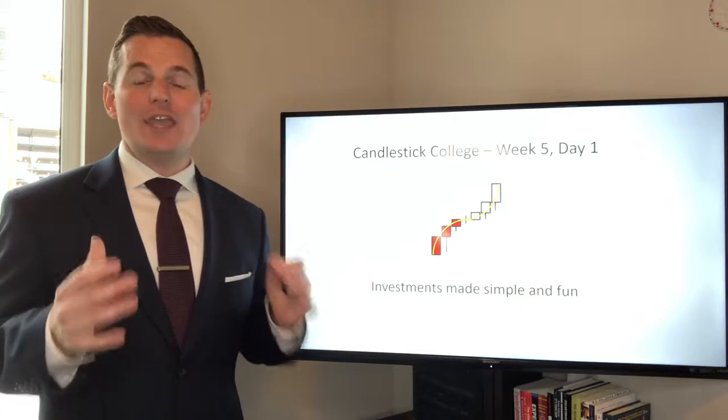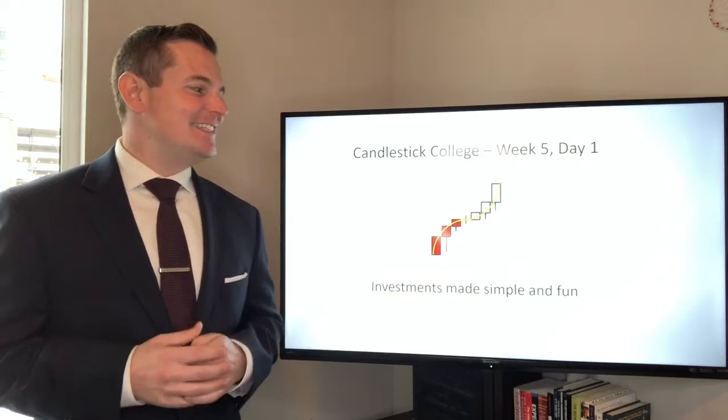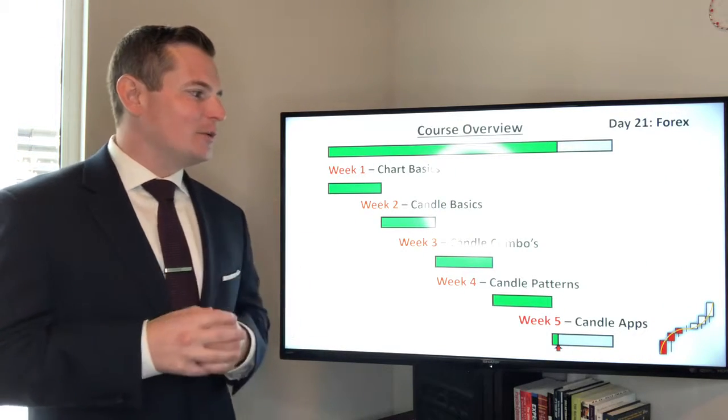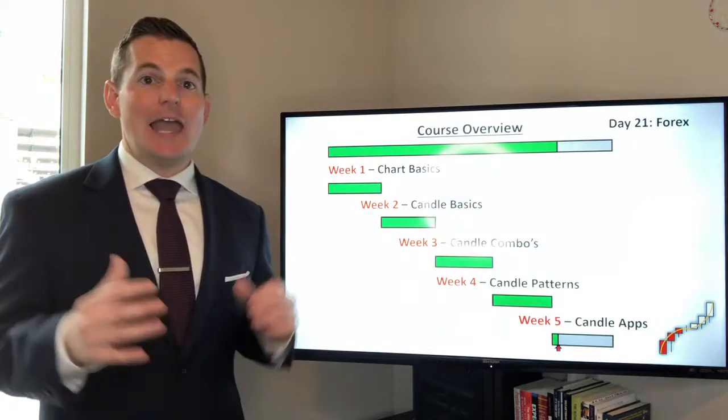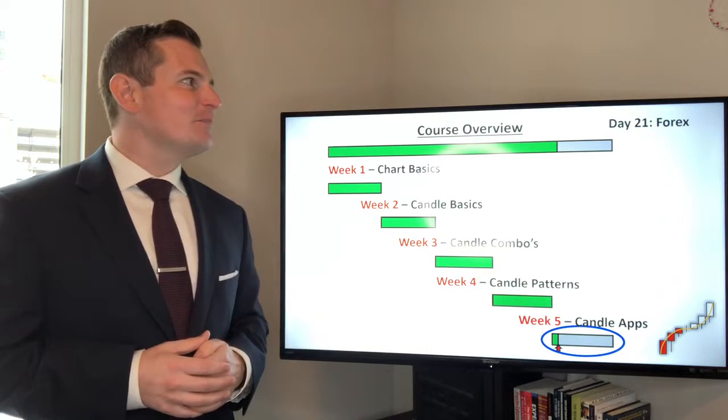And we are in week 5 now, okay? So the last week, and this is day 1 here. So we're just going to look at the course overview and see where we are. So we're in the candle apps, the applications of the candlesticks.